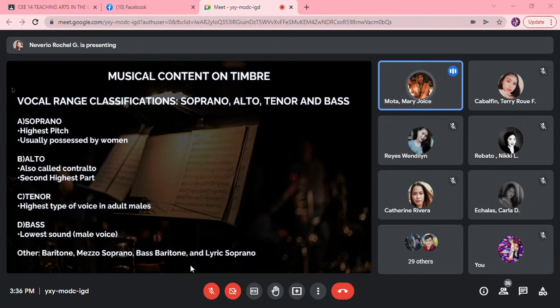But usually, when we form a choir, yung alto, minsan hindi lang siya second highest part. Sometimes pwede siya maging flat, pwedeng maging low, just to balance the piece that they are performing. So like a high pitch, example here is yung mga singers. Sino ba yung mga singers sa tingin nyo na may sobrang mataas yung boses?